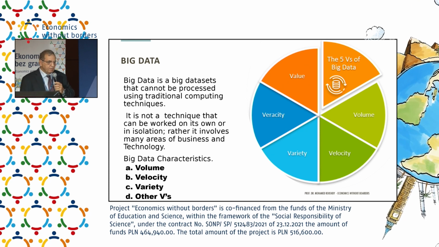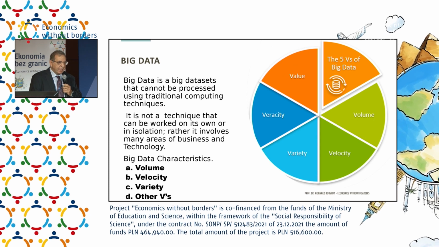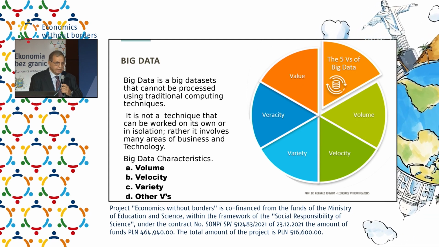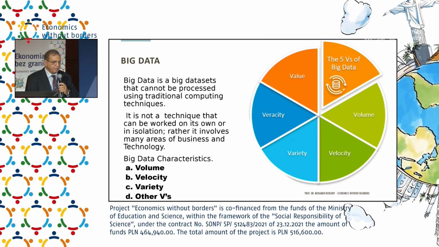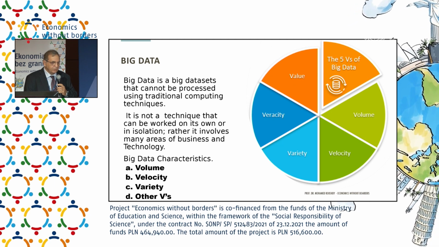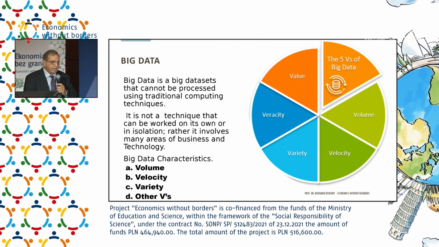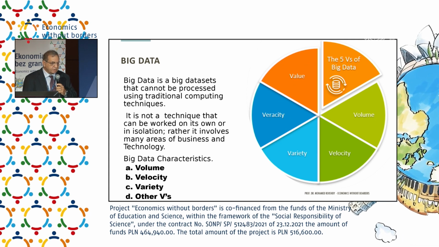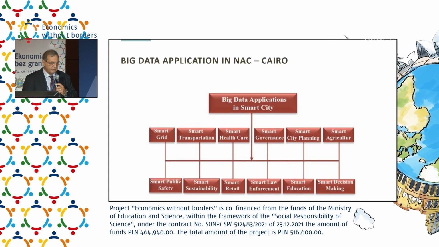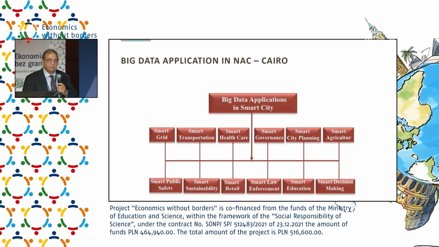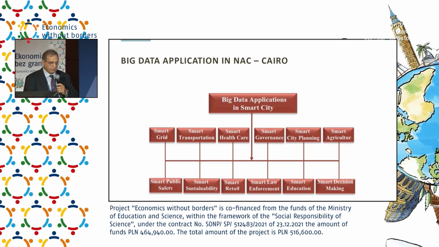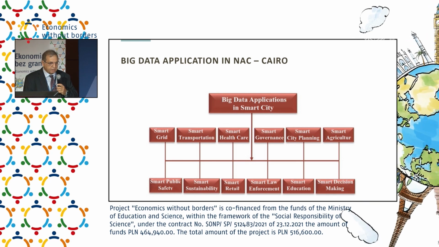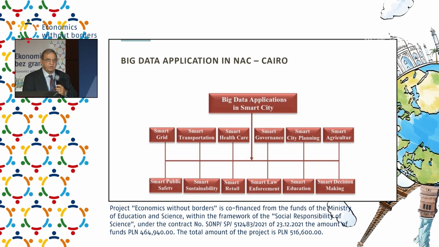In a smart city, there is big data. Big data is big data sets that cannot be processed using traditional computing techniques. It's not a technique that can work on its own or in isolation. Rather, it involves many areas of business and technology. The big data characteristics: volume, velocity, variety, and others. These are the big data applications in the new administrative capital in Cairo: smart grid, smart transportation, smart healthcare, smart governance, smart city planning, smart agriculture.